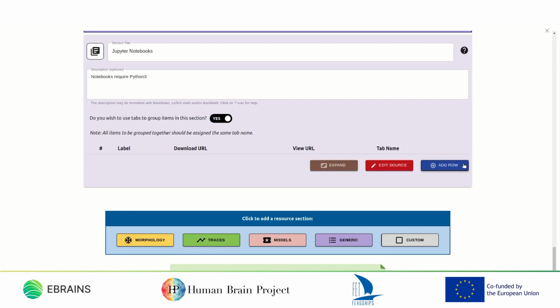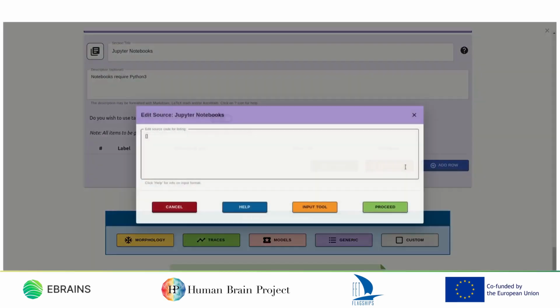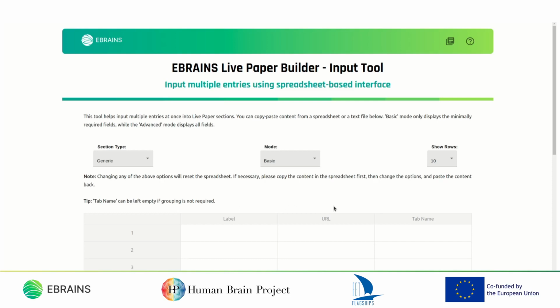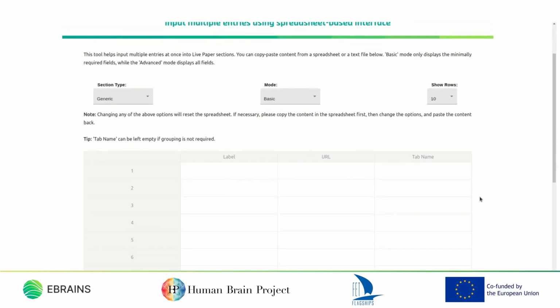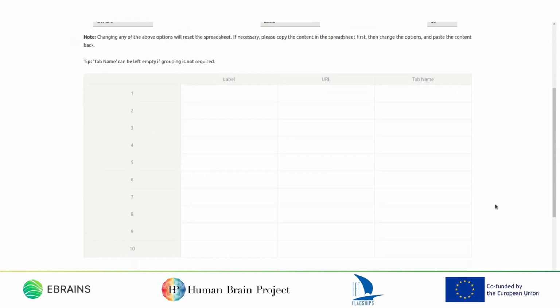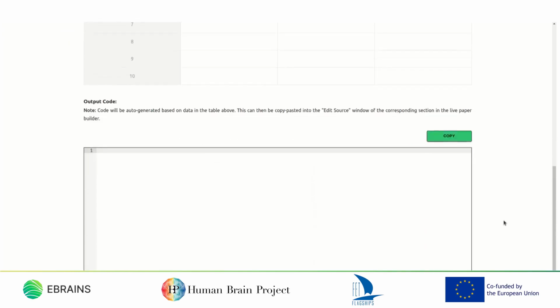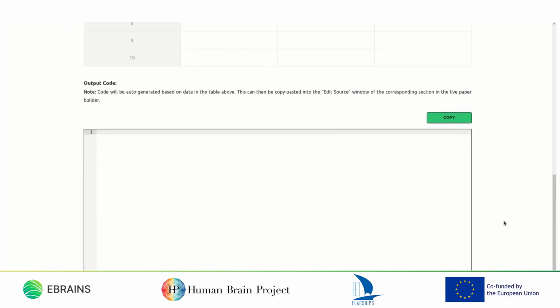Live Papers provides yet another method for inputting large listings of resources in a single go using a spreadsheet-based interface. To access this, click on Input tool. This takes you to another integrated tool which has a spreadsheet-based input area at the top and a place for displaying the auto-generated JSON object at the bottom.